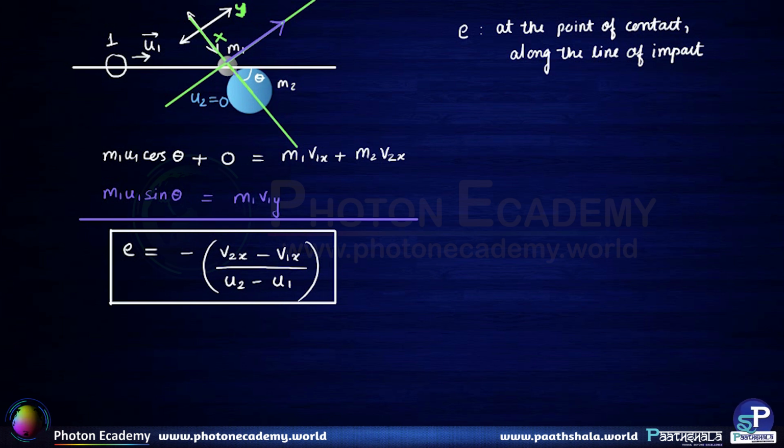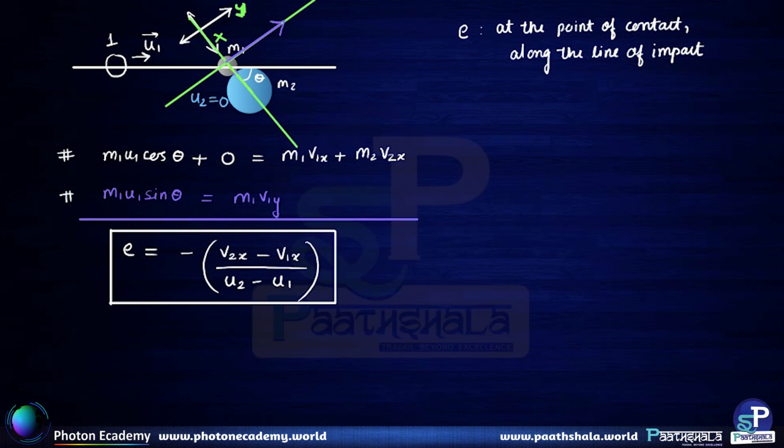So by solving these three equations, this is one equation, this is the second one, and this is the third one, we get all the unknowns. Please understand that here mass 2 had zero initial velocity.